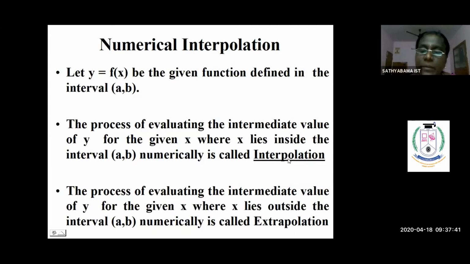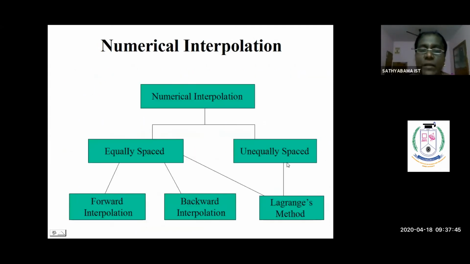So in interpolation, I need some more further definitions. We'll see them one by one. And before entering into the appropriate interpolation methods, we can broadly divide interpolation into two parts. What are they? One is equally spaced, the other one is unequally spaced. What is the meaning of equally spaced?